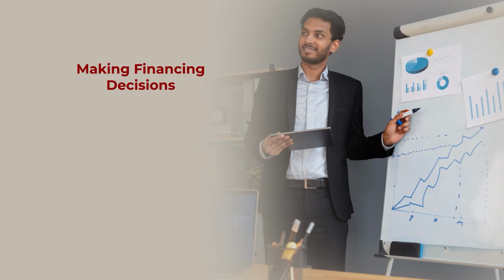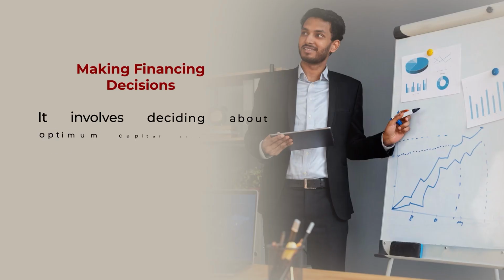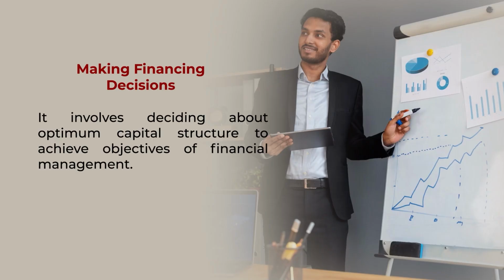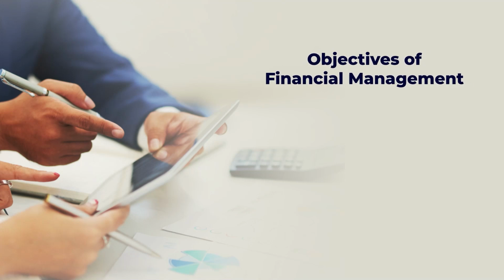Once that is there, comes making the financing decision. That means whatever shortfall is there, from where that money will come, and he will decide about the optimal capital structure to achieve the objectives of financial management. So, that was basically the role of the financial manager. Then we come to the last part, objectives of financial management.